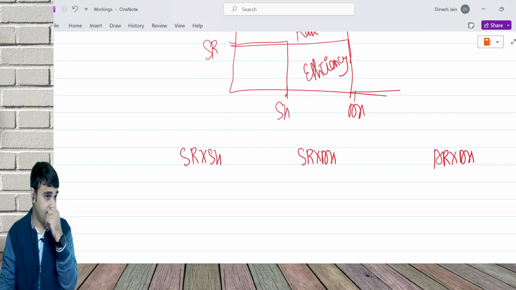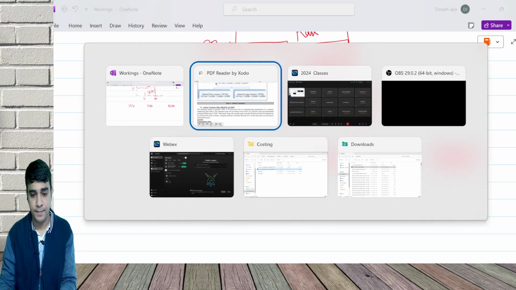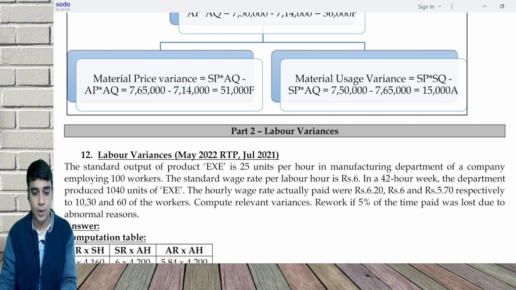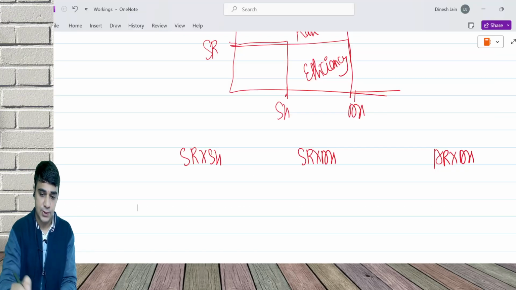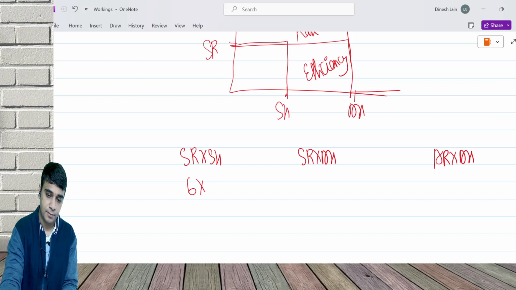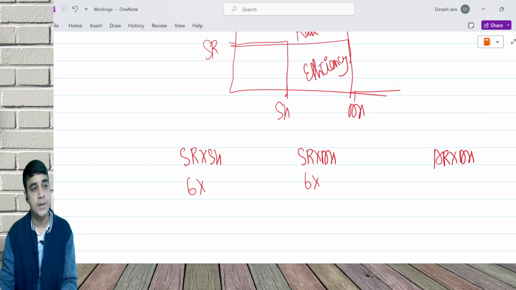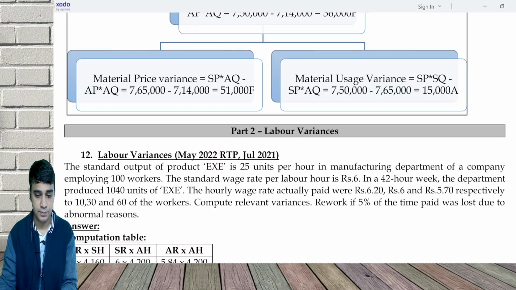What's the standard rate given in the question? How much do you want to pay per hour? 6 rupees I want to pay per hour. What's the actual rate? 6.2, 6 and 5.7. So listen, normally I'll have a single actual rate. They've given three different rates. I'll have to take a weighted average. Simple average will not work. You'll have to take a weighted average.